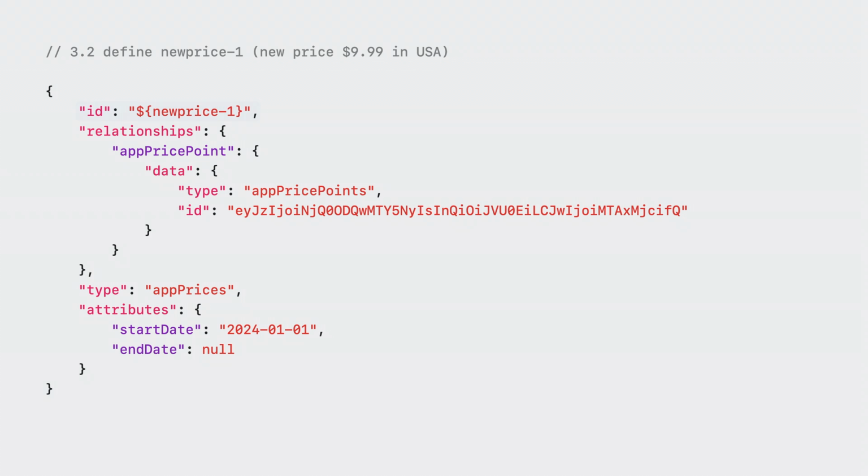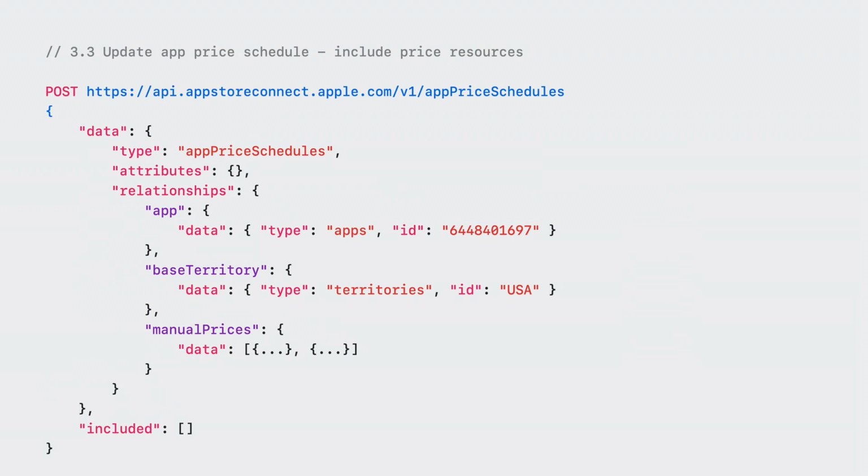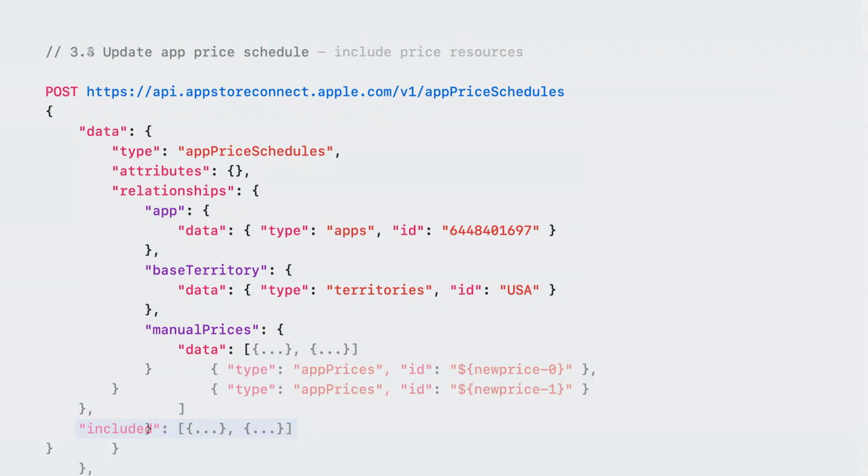Next, define the new prices resource with another temporary ID. I need to set the new price's start date to 2024 January 1st and assign the new price point ID to the price. Coming back to the request entity, I'll add an included section. Then I take the new price resources that I just defined and insert them into this included array. The final payload looks like this.